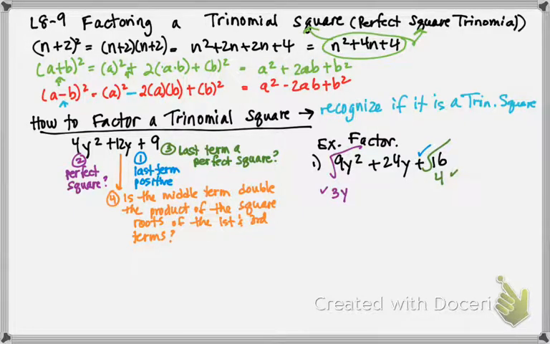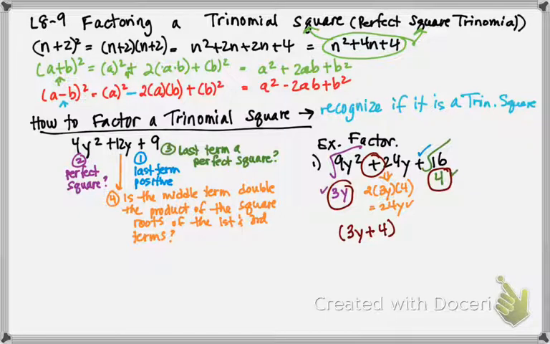Then I work on the middle term. If I double the product of those square roots, do I get the middle term? And the answer is yes, I do. So here's the deal. In that process of me checking things out, I already have the answer. I need this square root, I need this square root, and I need the sign of the middle term. Those three together, 3y plus 4 quantity squared. And that's my answer. Okay, let's do another one.